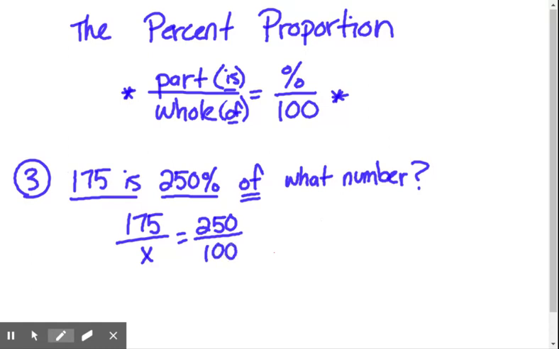Solve this proportion with our cross products, and I will end up getting x equals 70. So that means that 175 is 250% of 70.